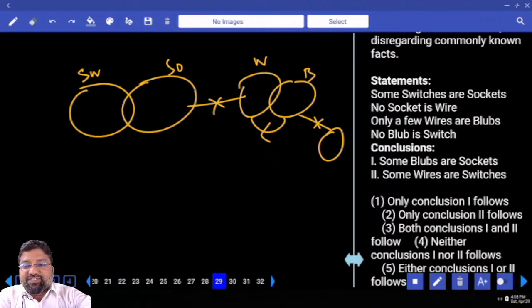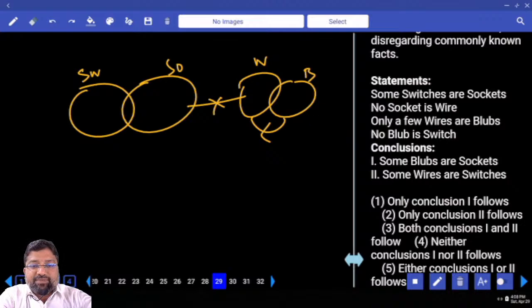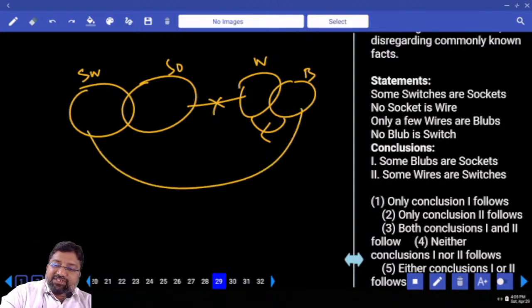Switch. Already switch is there, right? Tell me. No bulb is a. This is switch and this is bulb. They should not touch each other. Yes. Everyone.